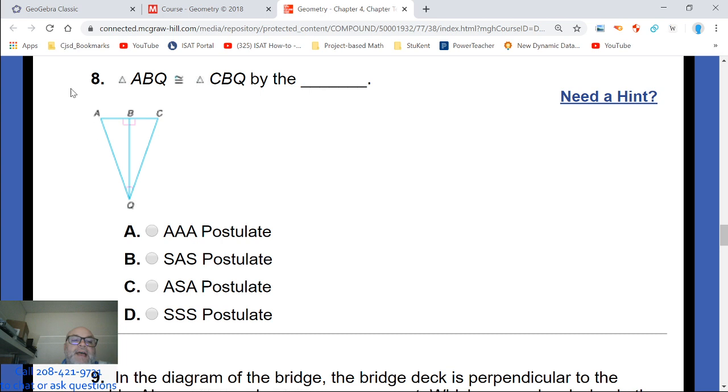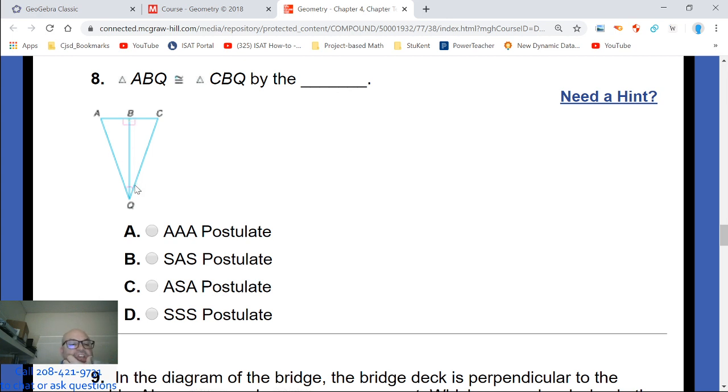Next, triangle ABQ is congruent to triangle CBQ. How do we know that? Well, there's a couple of things I would look at here. Angle BQC is marked congruent to BQA, so these two angles are congruent to each other. And these two angles here are right angles, and all right angles are congruent. So these are congruent to each other, and these are congruent to each other.